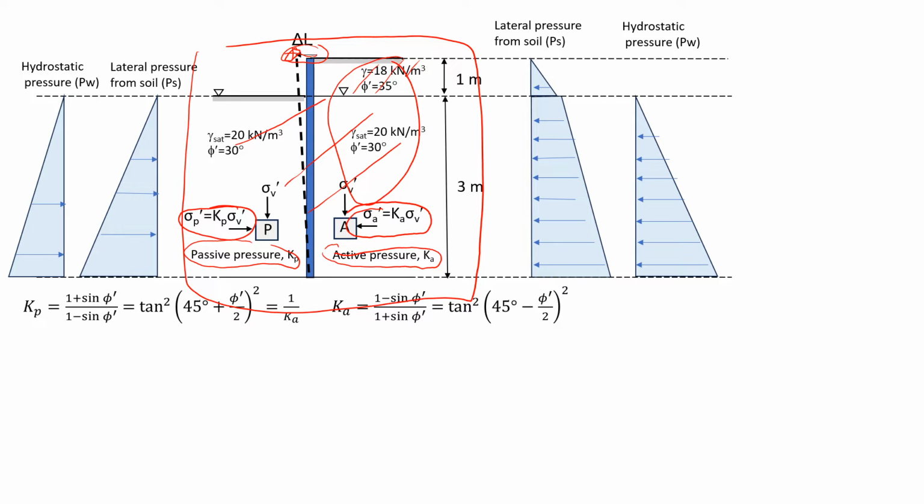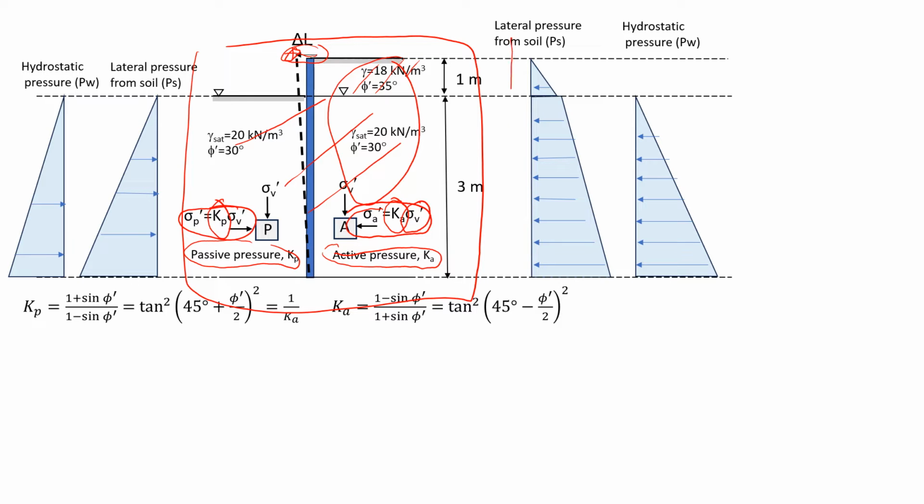You see that these formulas are very similar. We do need to know this effective vertical stress, but here for active pressure we're going to use coefficient of active pressure, and here on the left hand side the coefficient will be different. It will be for the passive pressure. So let's see how to do that.